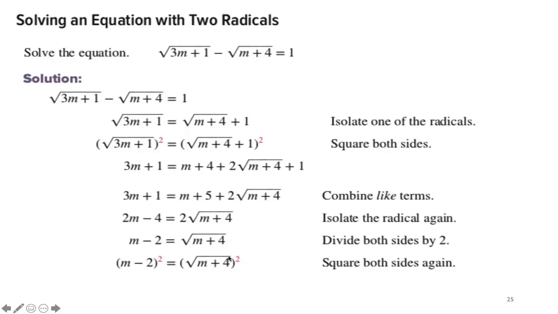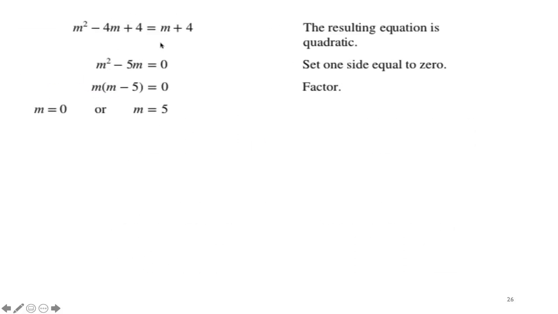The right side is simple; it's just m plus 4. The left side is just some foiling. We get this, and then we move everything to one side again. We always move everything to one side to solve for 0. Set everything equal to 0. So we get this. We can factor now into m times m minus 5. So m is either 0 or 5.